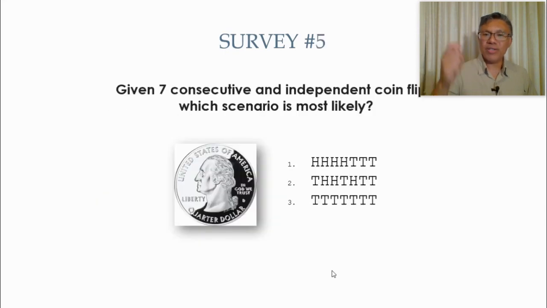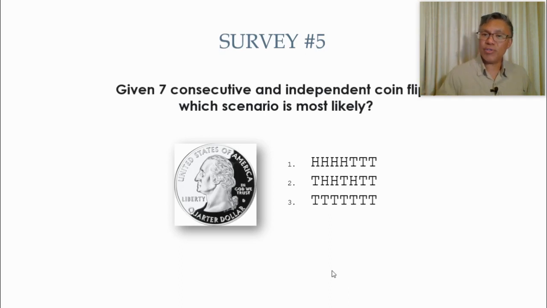Okay, so we're going to flip a coin 7 times. Okay, so it's an independent coin. It's not weighted in any way. Which of the following scenarios do you think is most likely? Do you think that the first option is most likely? That it'll turn up heads, heads, heads, heads, then tails, tails, tails?